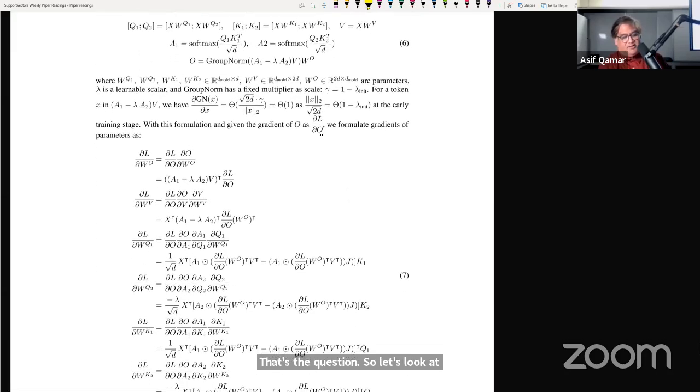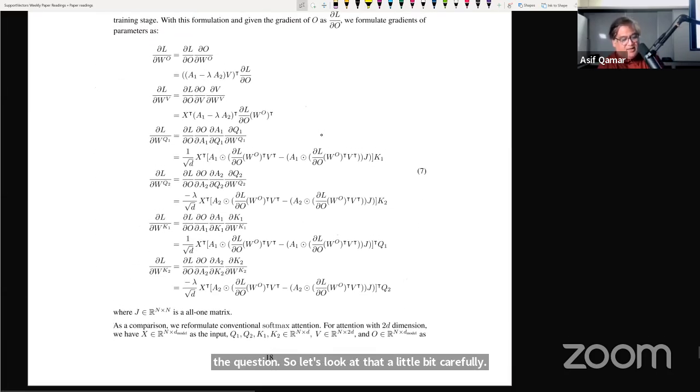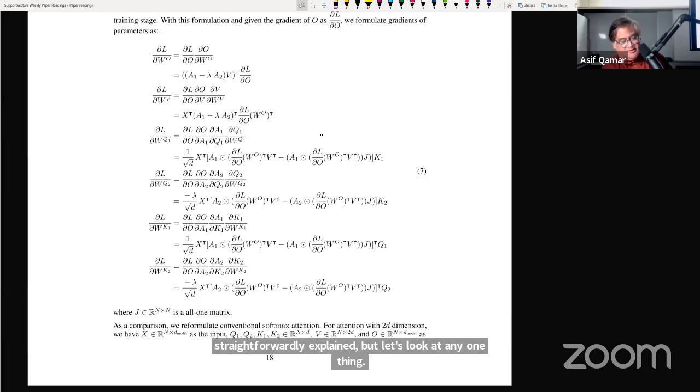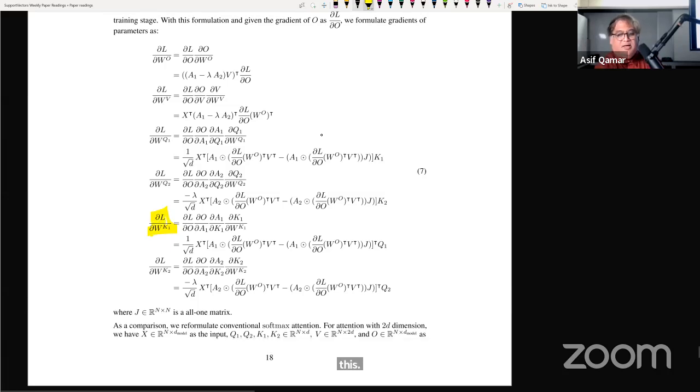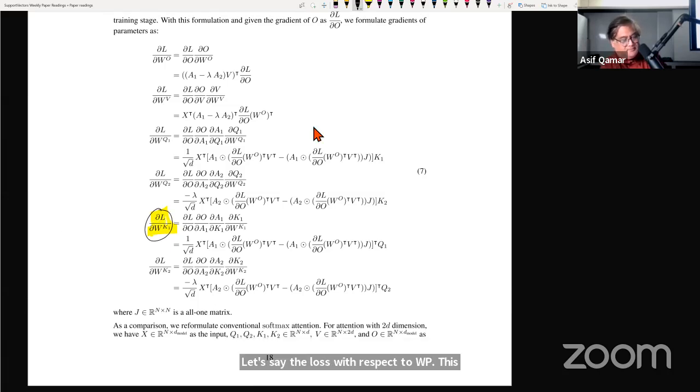When you grind through the math, it's fairly straightforwardly explained, but let's look at any one thing. If you look at this, let's say the loss with respect to W, this is the loss sensitivity to W, the first key, the key one matrix. And this is the same thing with the WK2 matrix.